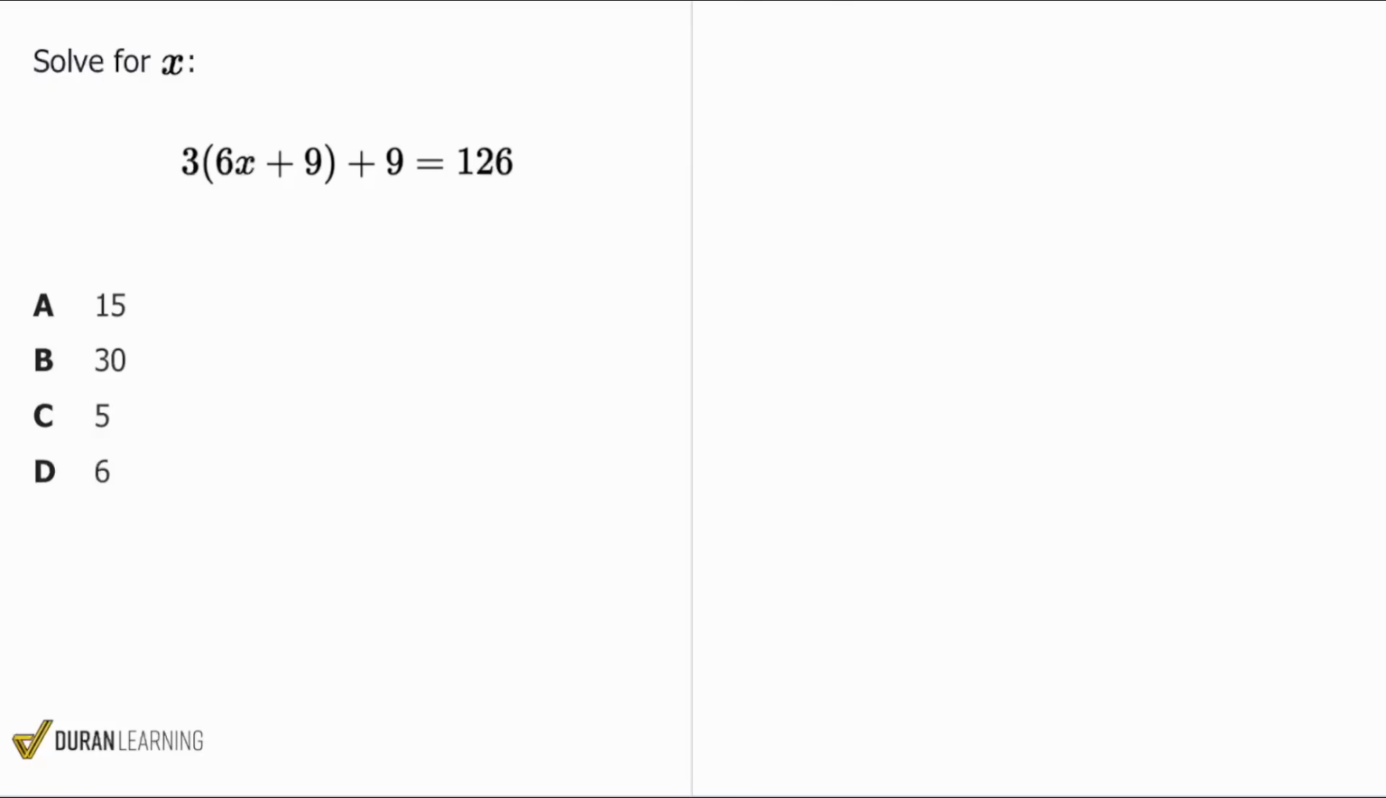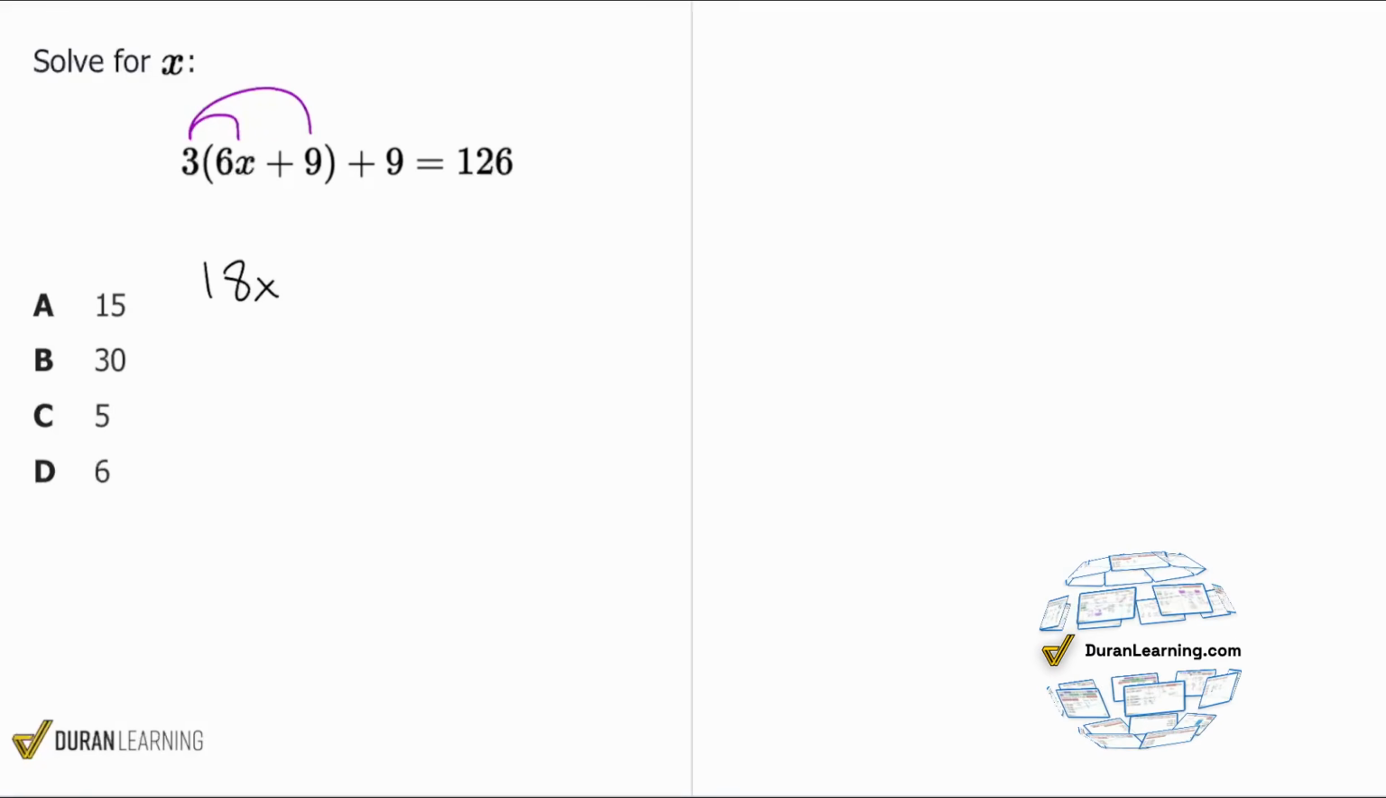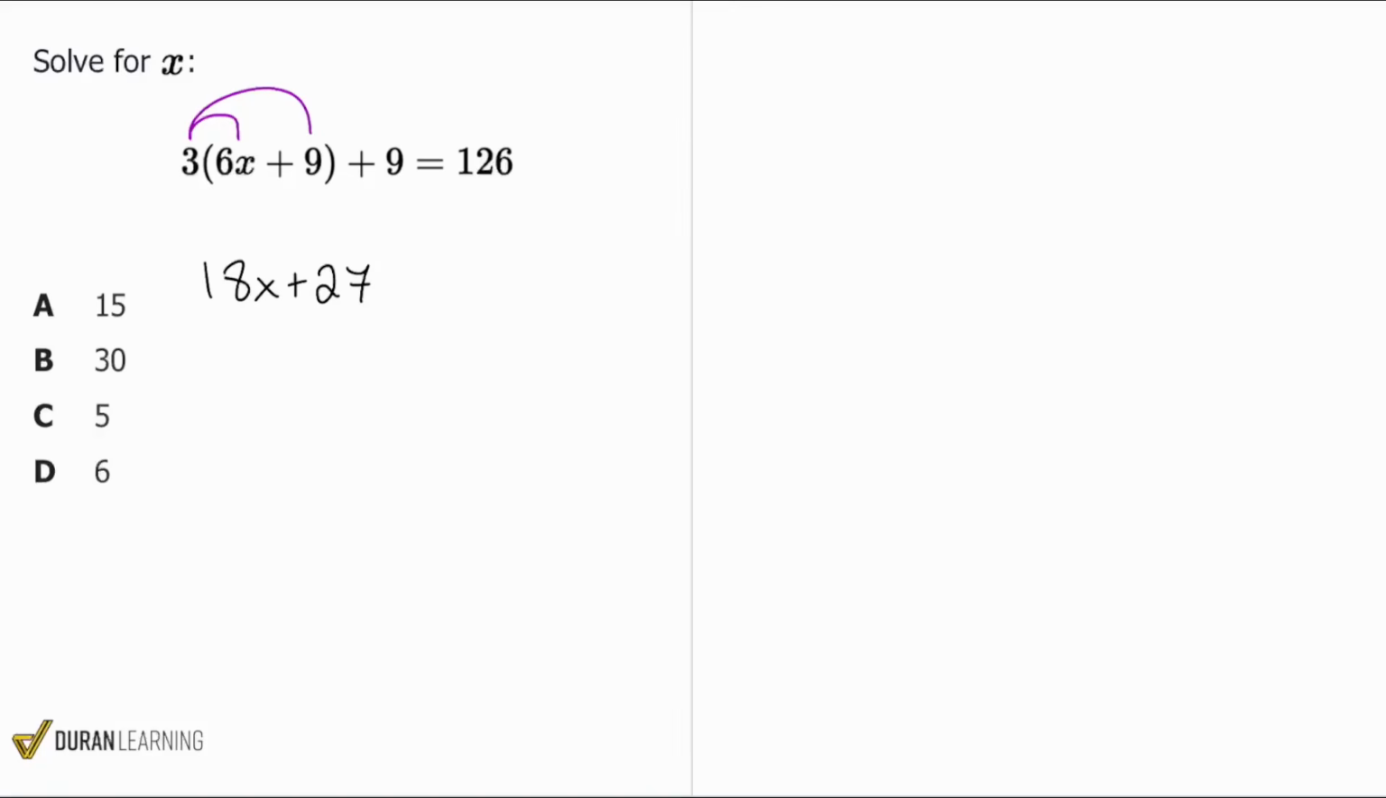I'll do both. But first, I will begin with the distribution method. So here we go. If I were to distribute, remember that you distribute to everything within the parentheses. So this would be 3 times 6x and 3 times the 9. So here, 3 times 6x will give us 18x. 3 multiplied by 9 gives us 27. And then we bring everything else back in. So the plus 9 and then the 126.